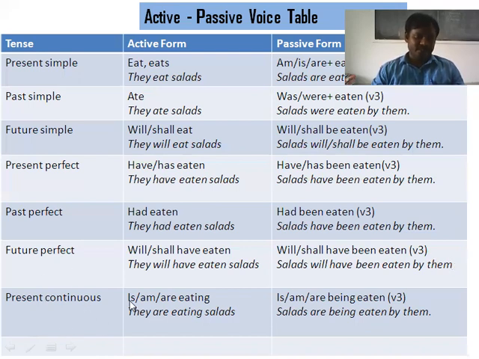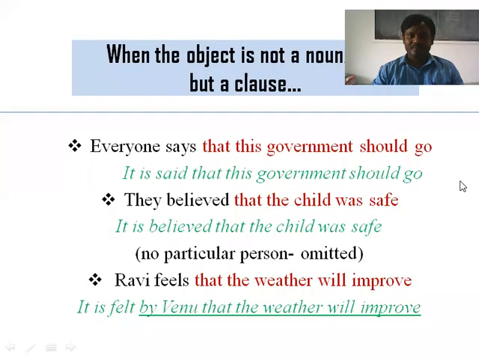Present continuous tense: is, am, are eating. They are eating salads. Salads are being eaten by them. And when the object is not a noun phrase but a clause, what is to be done? In fact, if it is a noun clause instead of a noun phrase, what needs to be done? Here we have some examples to look into.